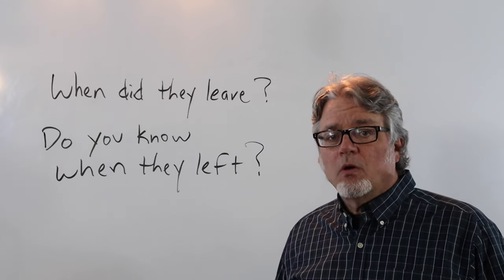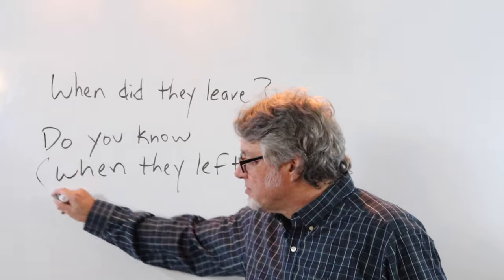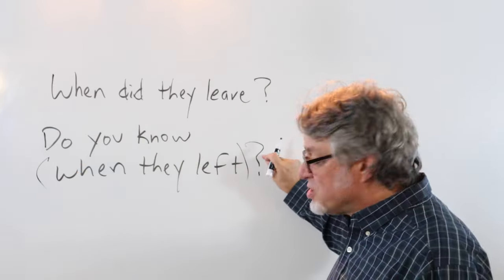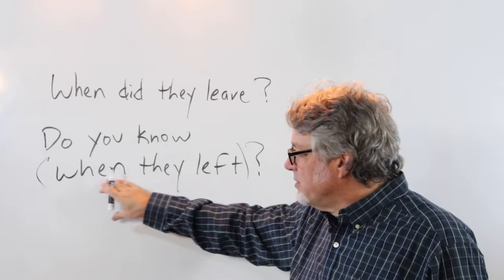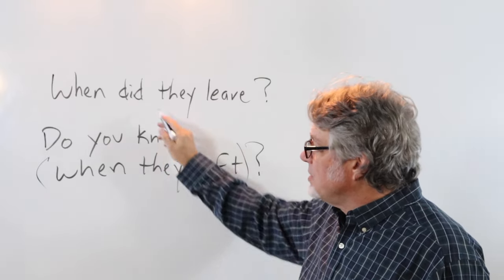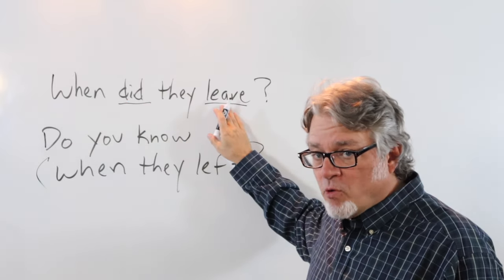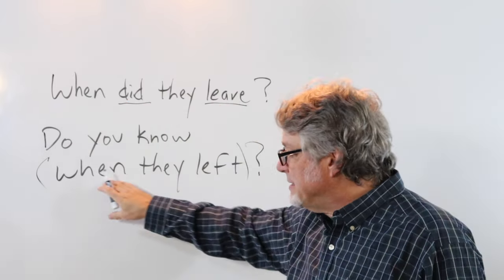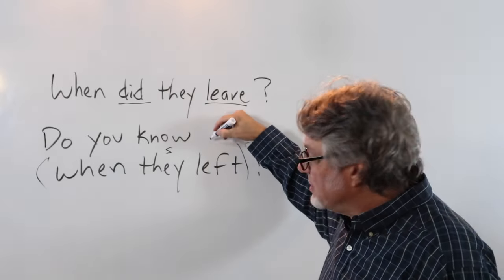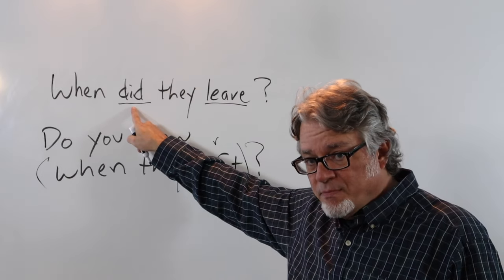When did they leave? Do you know when they left? Here's the noun clause. This forms the question. That's why there's a question mark here. And here's the noun clause referring to this question. Notice in the question, here's the helping verb, and then here's the simple form for the main verb. But in the noun clause, you have the subject, and then this is the past tense, because the question was asked in the past tense.